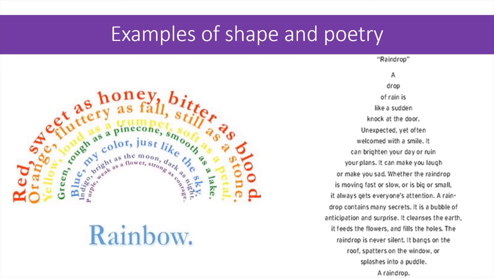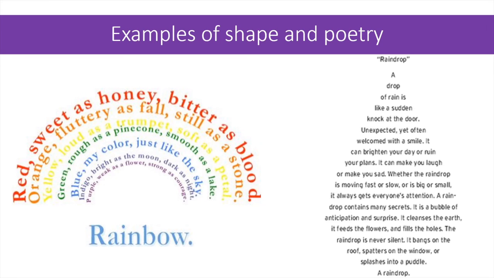Over here, this is a beautiful example of how the words also match the colors of the rainbow. We can see that each line of poetry not only represents a color, but it's also shaped exactly like a rainbow. Let's look at the second poem, Raindrop.